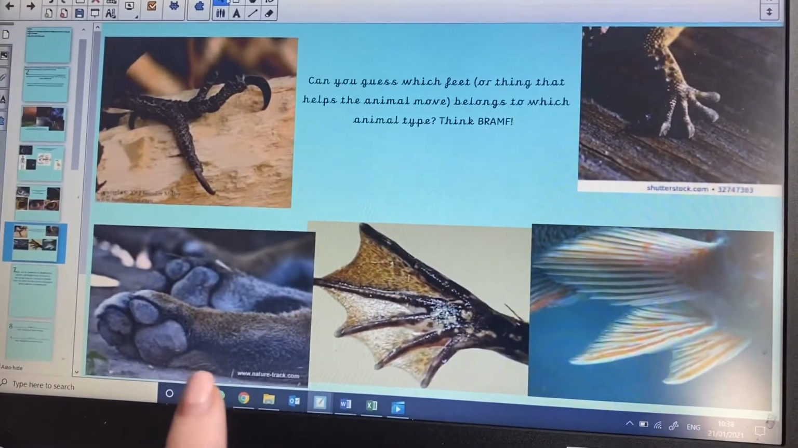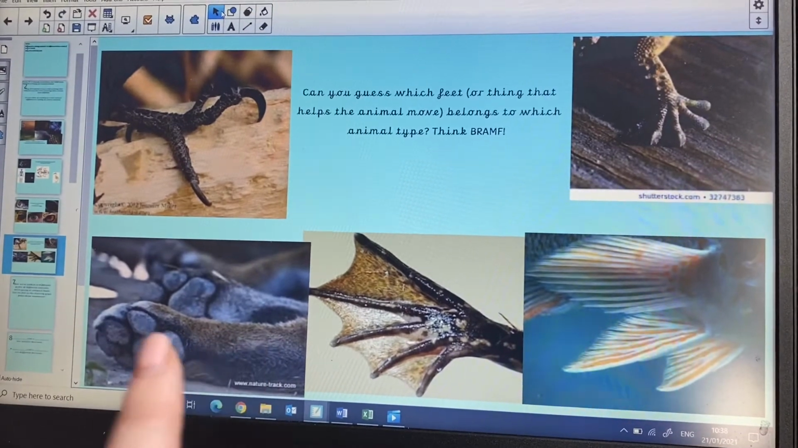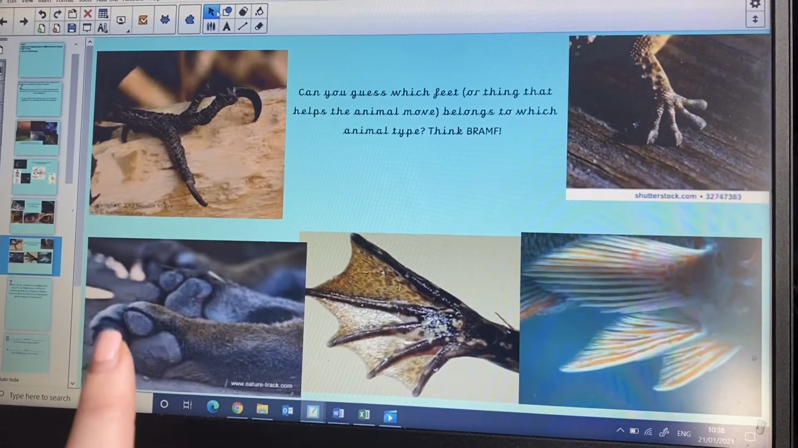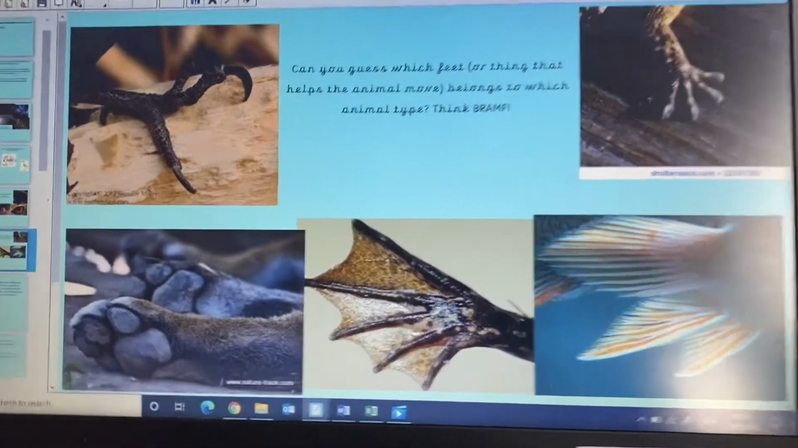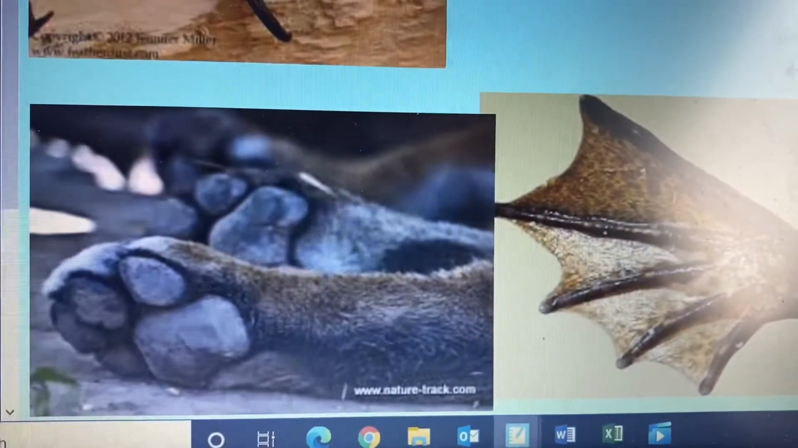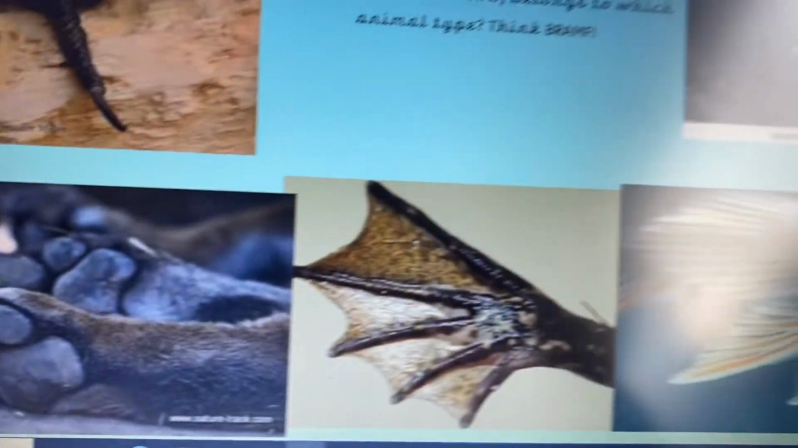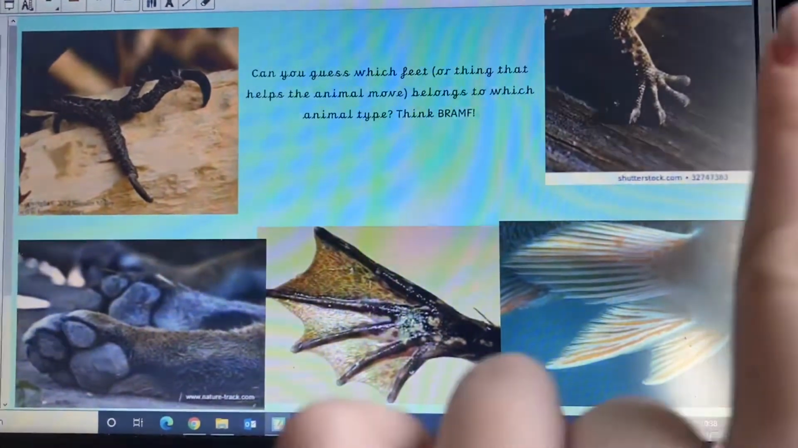Oh, this one. I can see some fur on the legs as well. So I think this one could be a mammal because it's got the pads on the feet. It looks a bit like a dog foot, but I think it's a bit big for a dog foot. It might be a lion. Golly. So we've got this one and this one left.